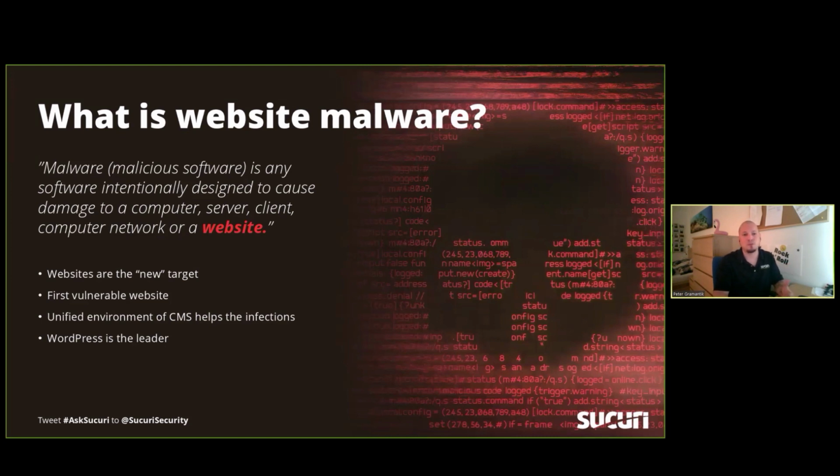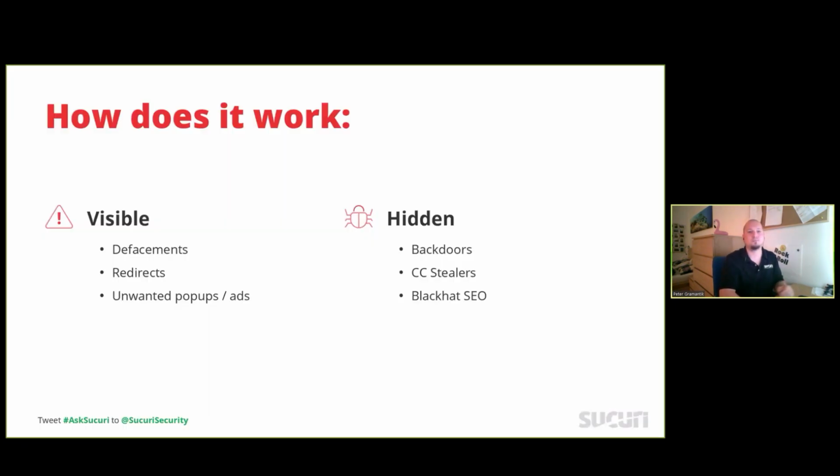Also, WordPress is the leader currently. So since not everyone is a programmer, me as owner of My Little Pony blog, I go and download WordPress for that. And it will be sooner or later vulnerable. In other words, it will be infectable by malware. So how does it actually work? In fact, there are only two main categories of malware. It's visible malware and hidden malware.